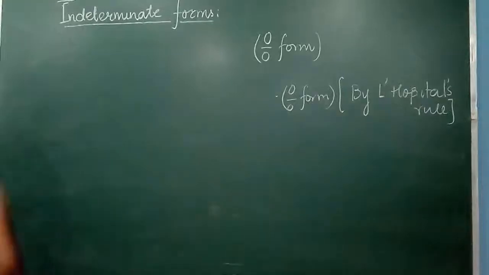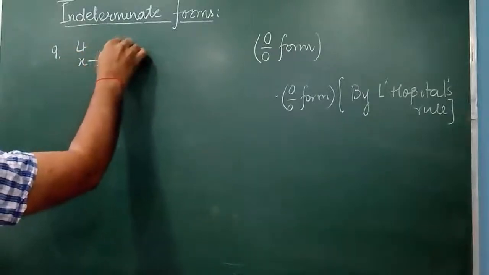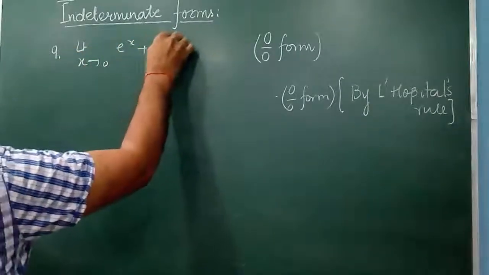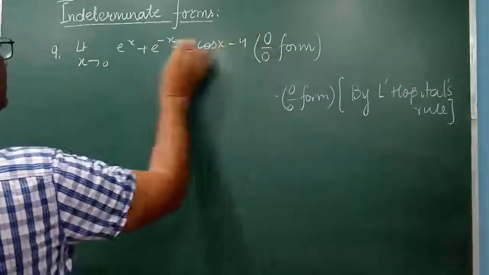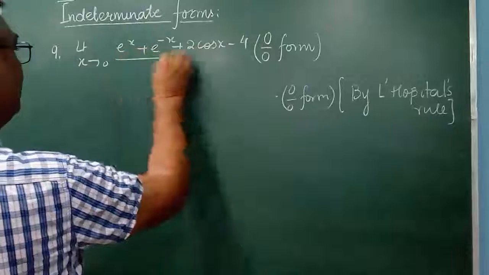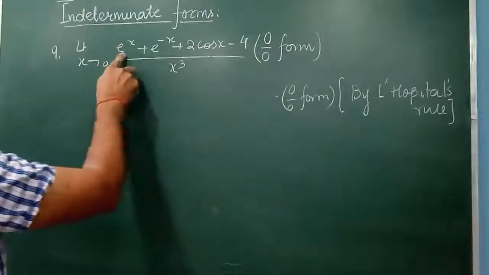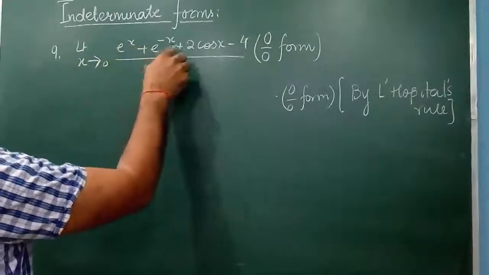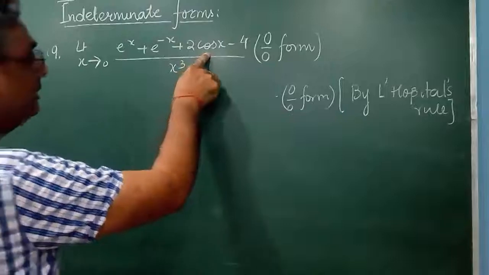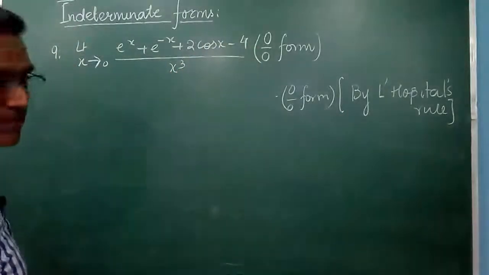Now see the ninth question. Ninth question is limit x tending to 0 of e to power x plus e to power minus x plus 2 cos x minus 4 upon x cube. When we are putting the limit here, then it is 1 plus 1 plus 2 because cos 0 is 1. So 4 minus 4 is 0 and this is also 0. So this is 0 by 0 form.